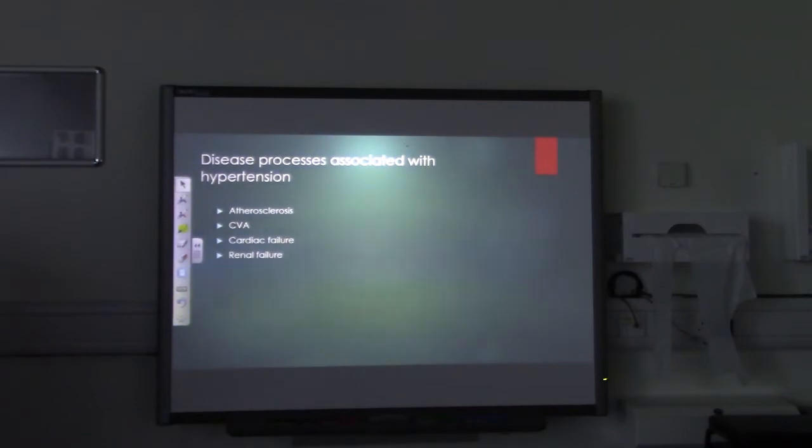Cardiac failure is also associated with hypertension, as is renal failure. And again, that renal failure and damage to the renin-aldosterone complex will result in further increase in hypertension.